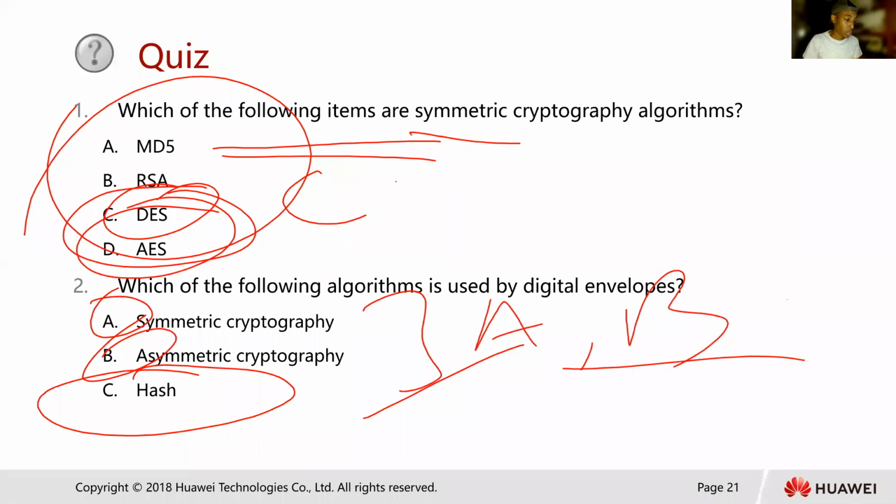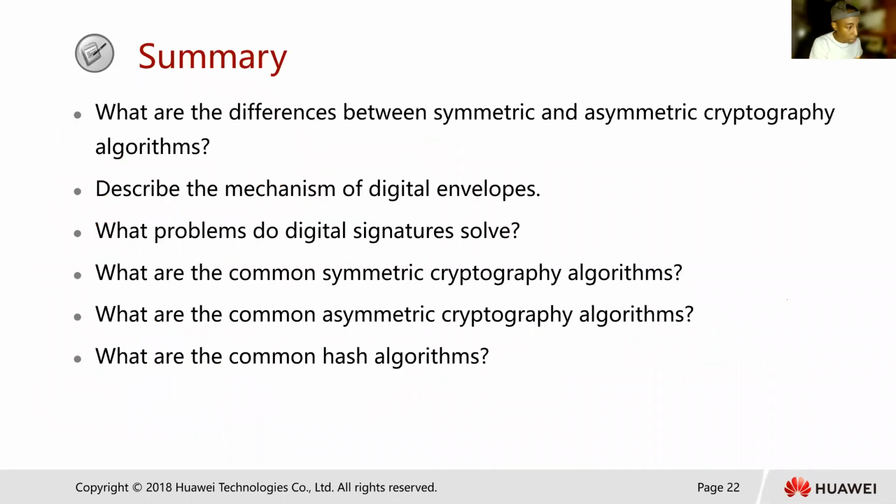Yeah, so they are used because you cannot say it is only one. For digital envelopes, they actually use both. So what are the differences between symmetric and asymmetric cryptography algorithms? That is what we've looked at. We've been able to know the mechanism of digital envelopes.